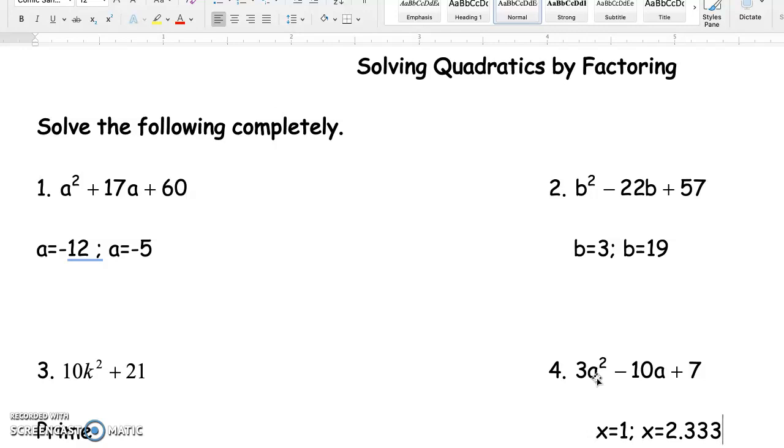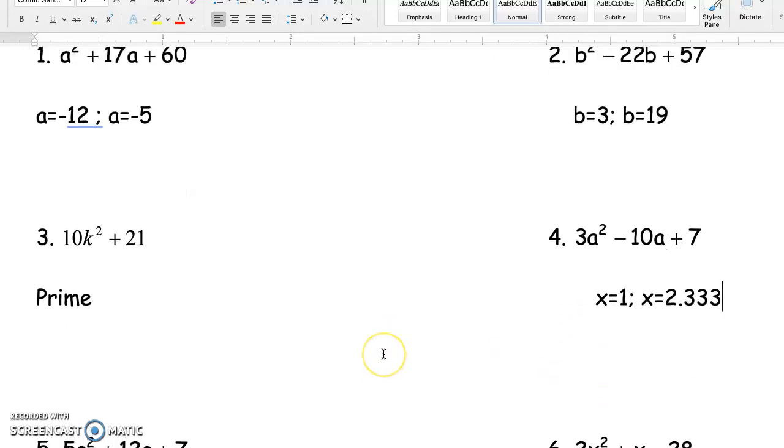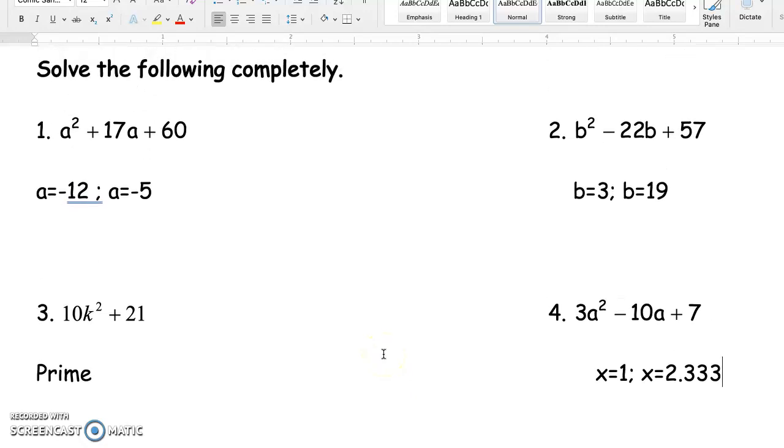Now, I hope that helps you out with solving quadratics by factoring. Continue to do the next problems on your own, and till next time.